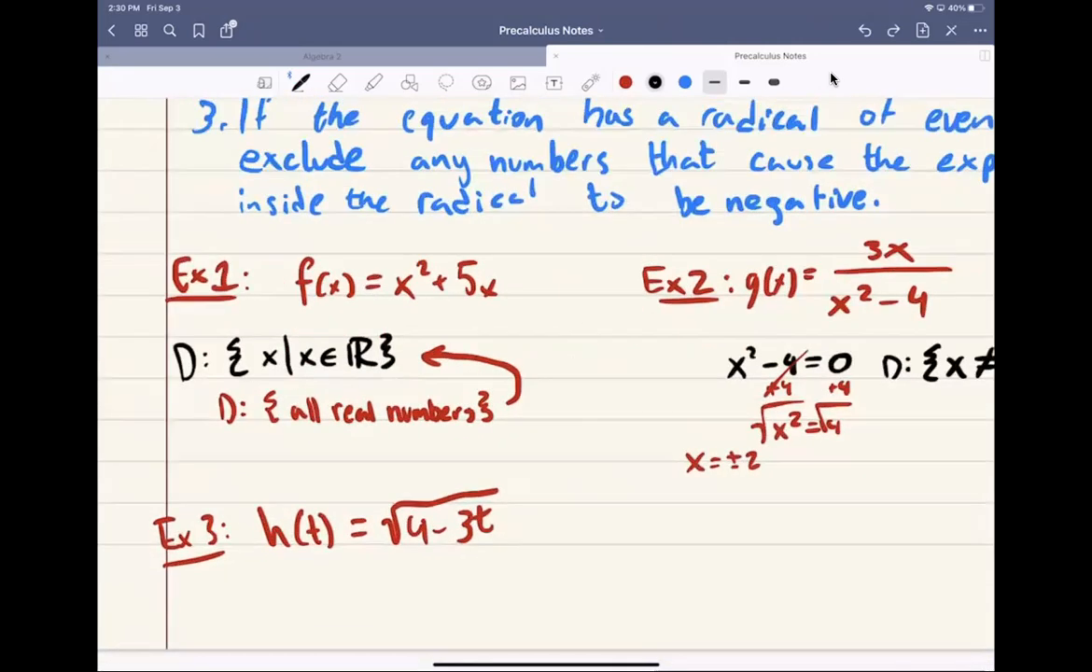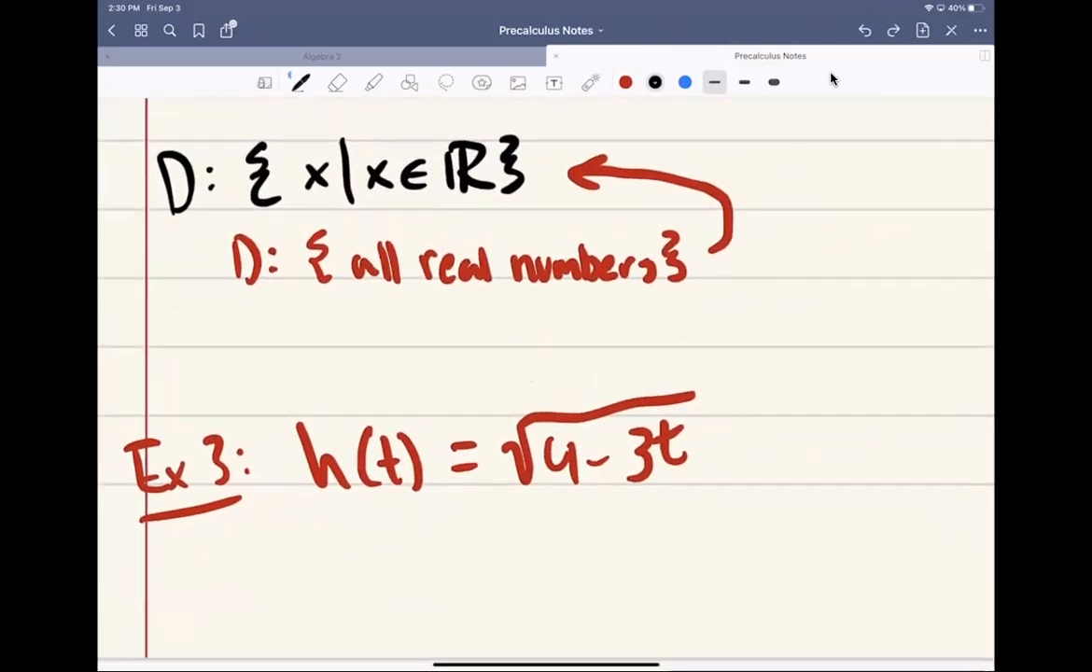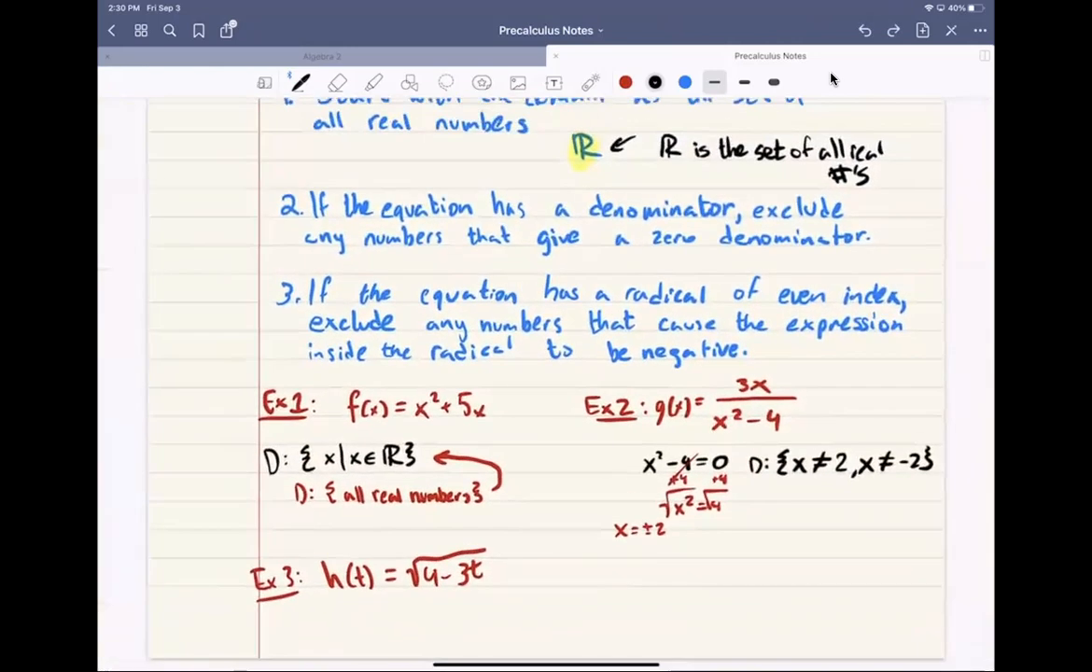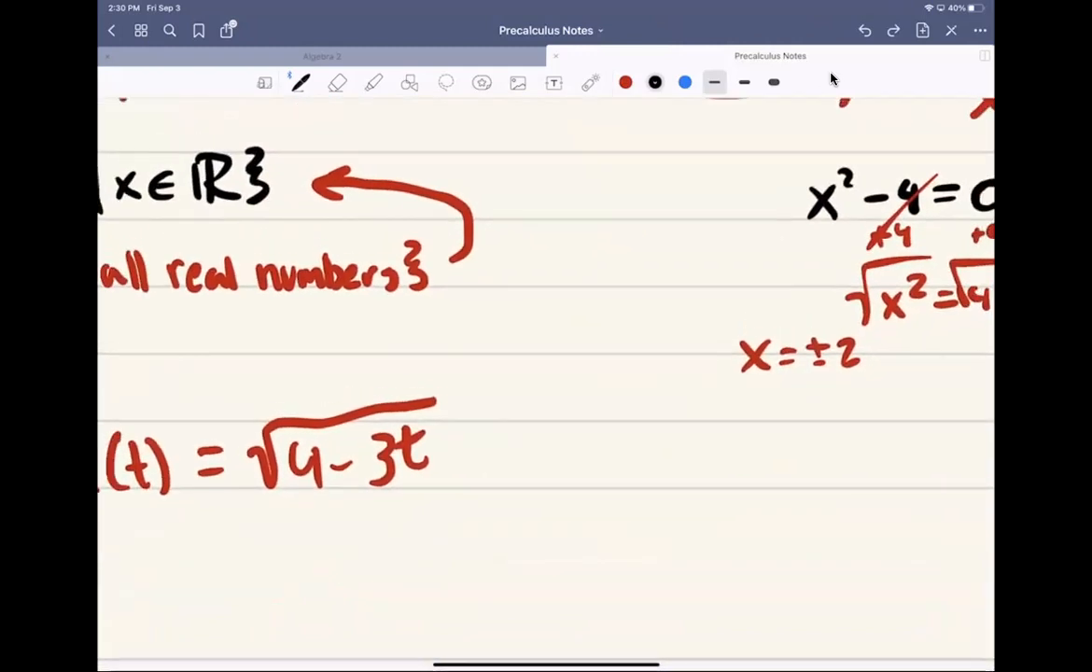All right, for the last one, you're going to see that it's a radical problem. Step 1, assume it's all real numbers. Step 2, check if there's a fraction. There are no fractions here, no denominators, so we can ignore step 2. Step 3 says determine what makes this negative, right? We cannot have the inside be negative, so we need any numbers that cause the expression inside the radical to be negative excluded. So we're going to take the inside and try to solve for this. We're going to do 4 minus 3t. It has to be greater than or equal to 0.